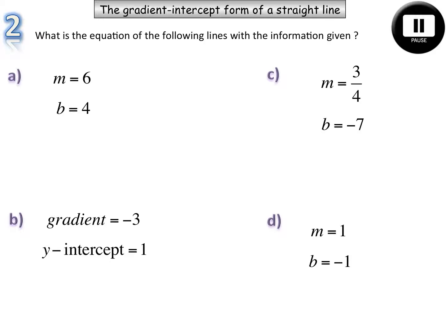Okay, the first one is m equals 6 and b equals 4. Remember, it needs to be in the form y equals mx plus b. So there's your m, so that will go here.